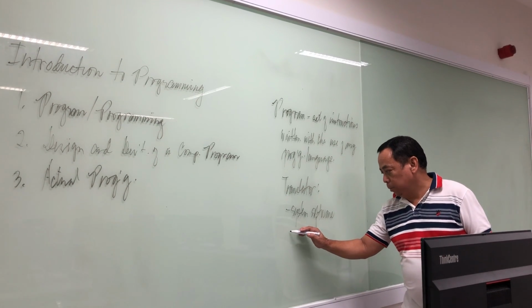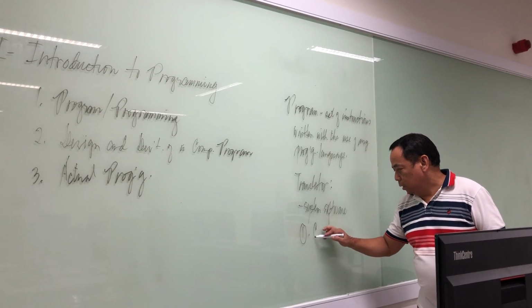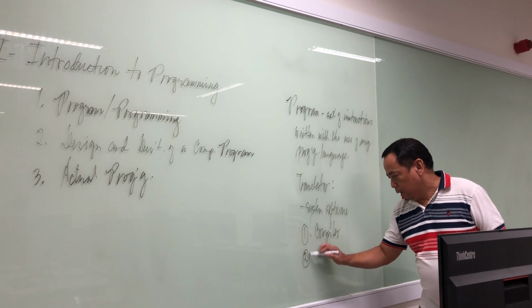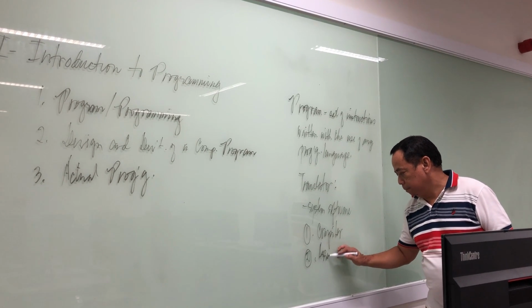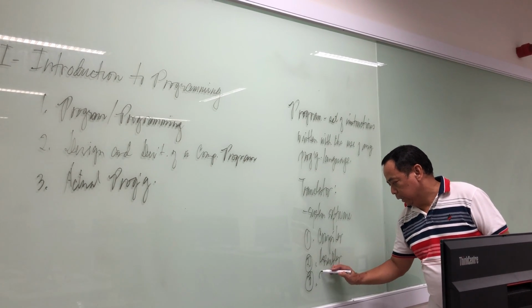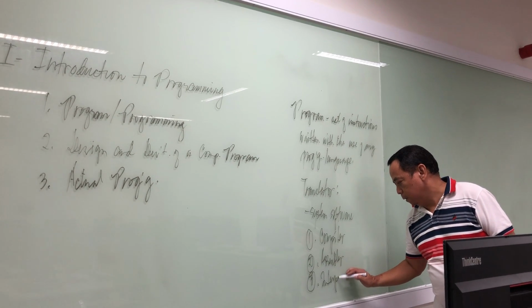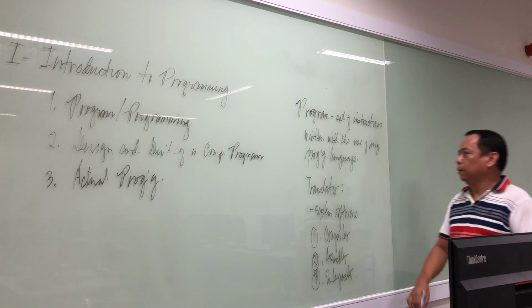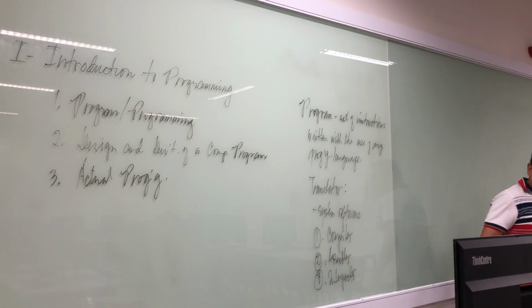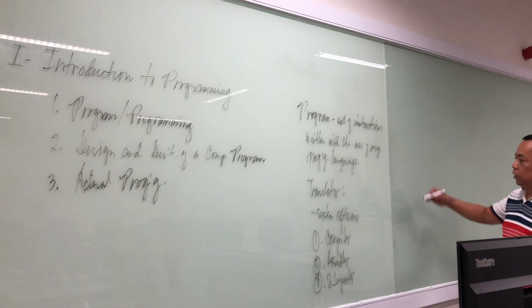And among the most popular translators are compiler, assembler, and 3, interpreter. Okay? Let me differentiate the 3 translators.